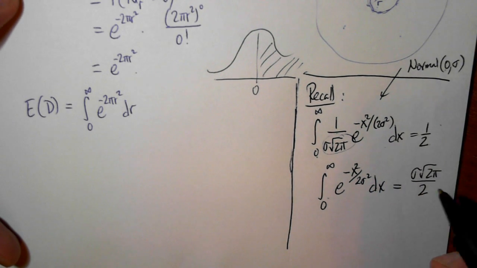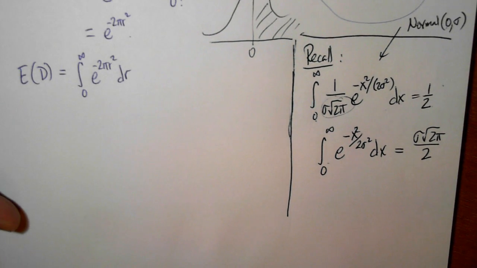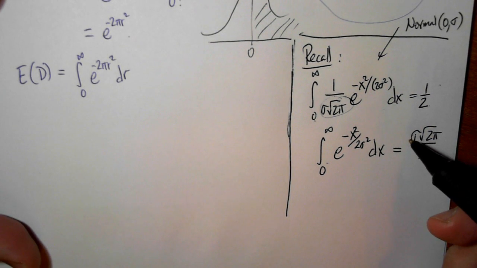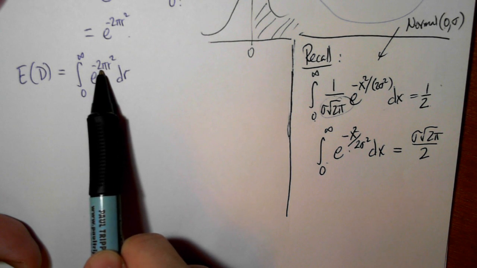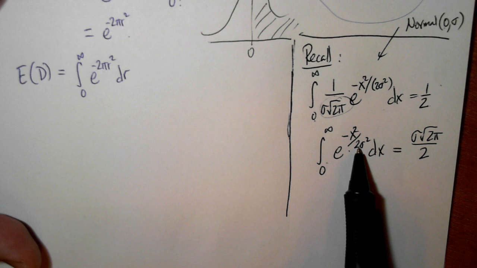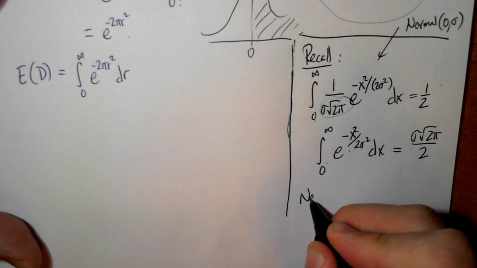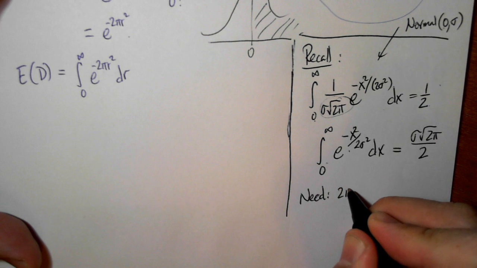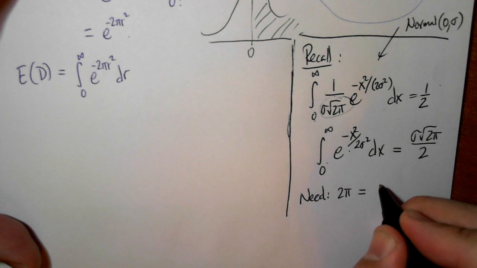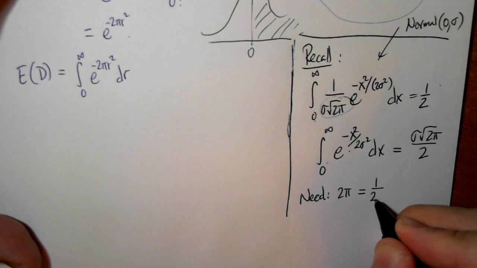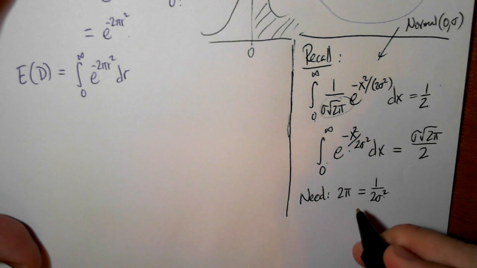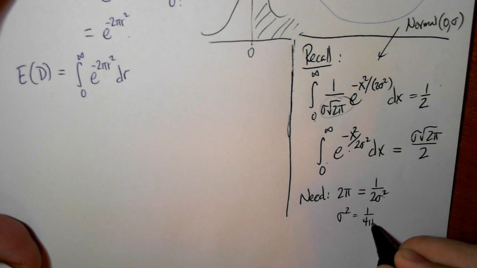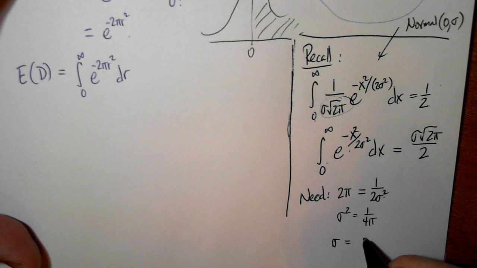Okay, so I've got this integral that comes from the area under a normal curve. So I just need to make this match this. So what needs to happen is that the 2 pi here must match the 1 over 2 sigma squared over there. So the 2 pi that appears over here on the left has to match the 1 over 2 sigma squared on the right. And so solving for sigma squared, I get sigma squared is equal to 1 over 4 pi. And taking the square root, sigma is equal to 1 over 2 times the square root of pi.